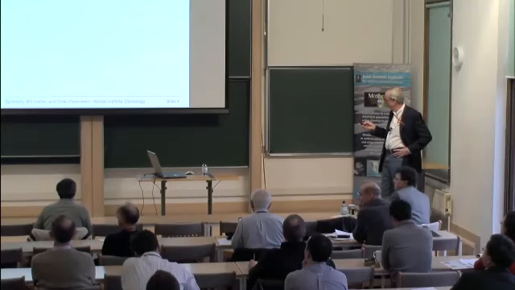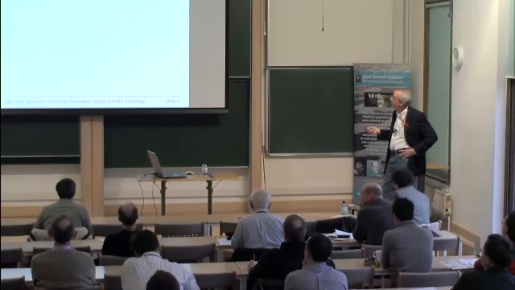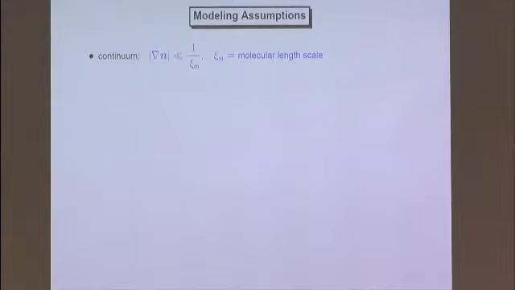So it's a phenomenological model, and so you have to lay down a set of rules to build it with, and essentially the rules are these. It's a continuum model, so the underlying assumption behind all of this is that the variations of your director field are slow on a molecular length scale.